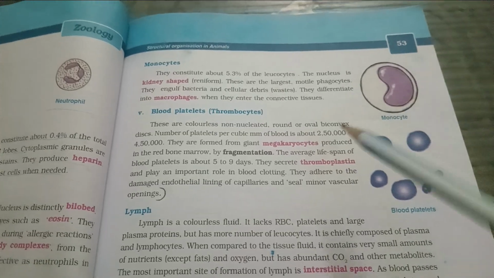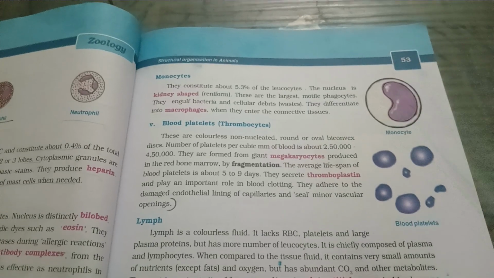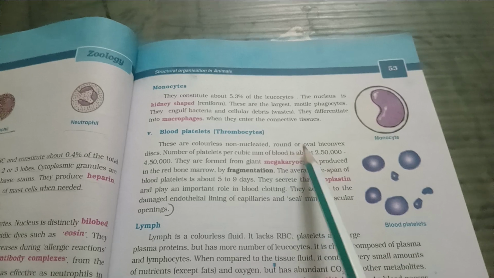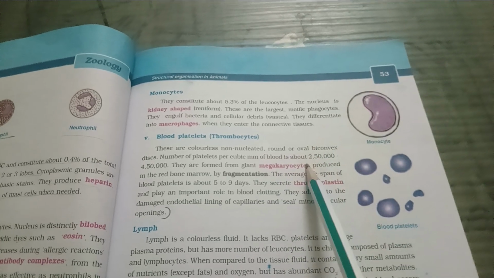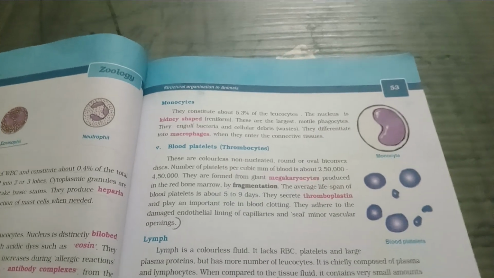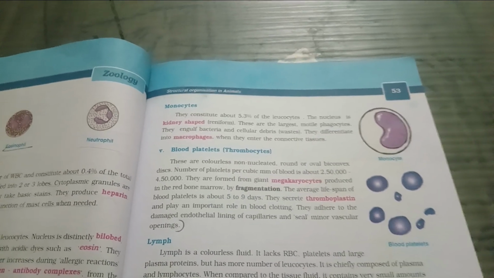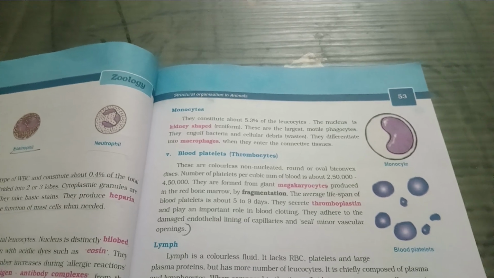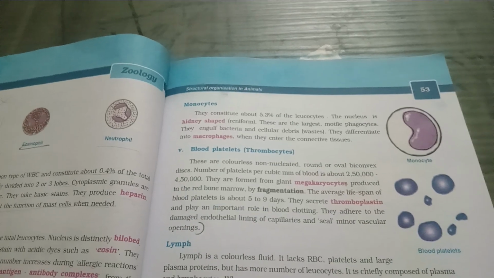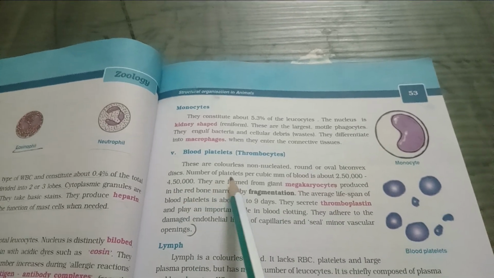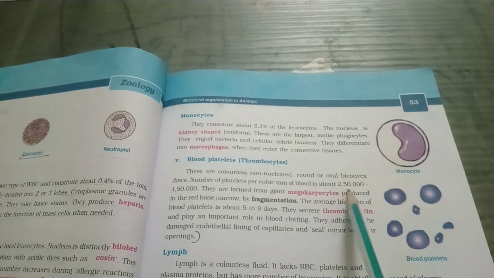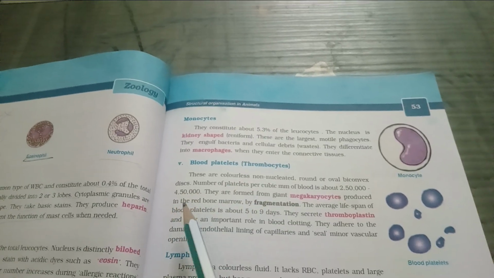Now, the last topic of the formed elements: blood platelets. They are colorless, non nucleated, round or oval biconvex. In RBCs, that is red blood corpuscles or erythrocytes, we saw that they are biconcave. Here it is biconvex in shape. The number of platelets per cubic mm of blood is about 2,50,000 to 4,50,000.